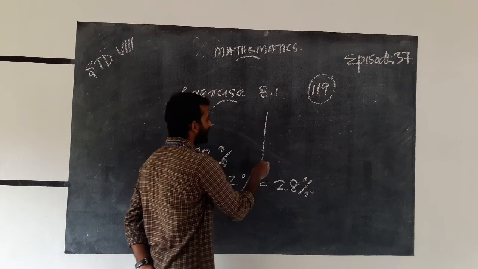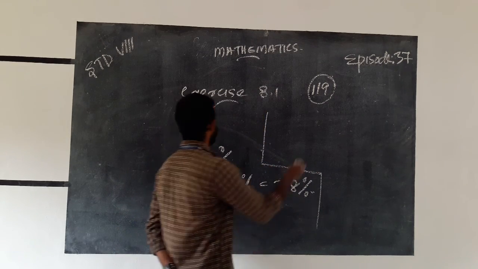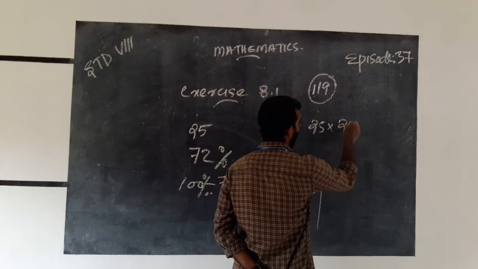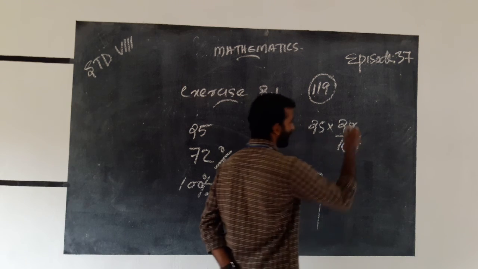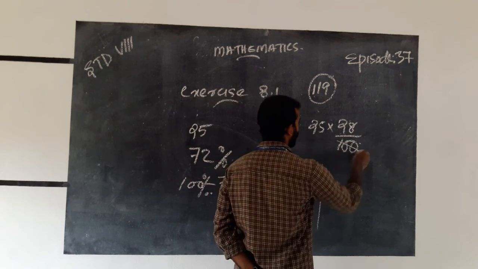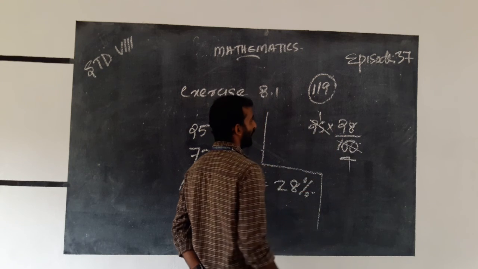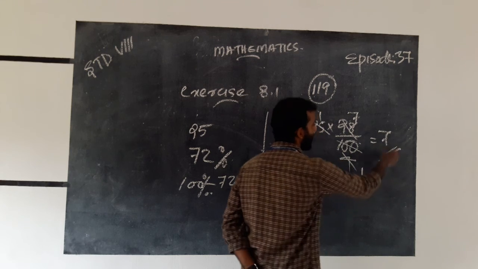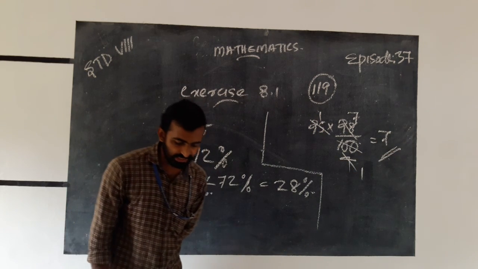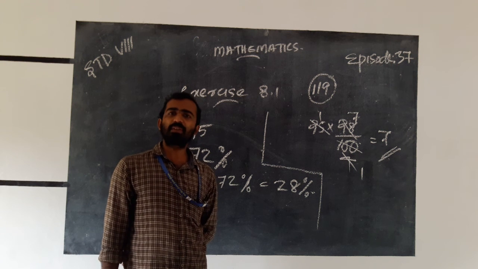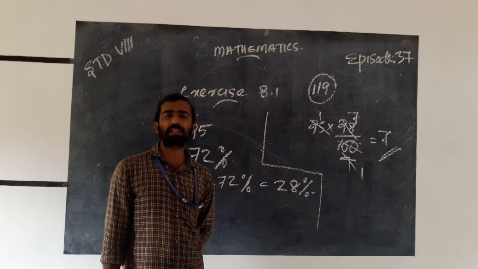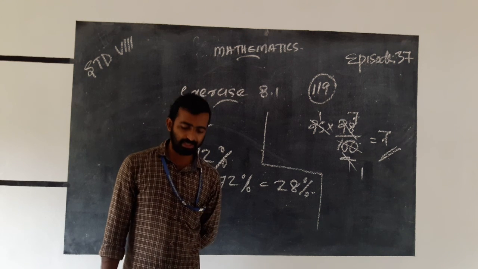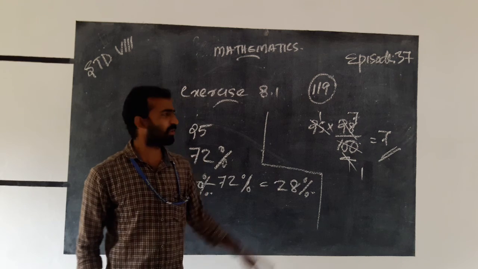That means the number of not interested students is 25 into 28 percentage, that is 28 by 100. Here we cancel: 4, 1, 1, 7. We get 7 students. The answer is 7 students. Hence, 7 students are not interested to study mathematics. And the fourth question. What is our fourth question?